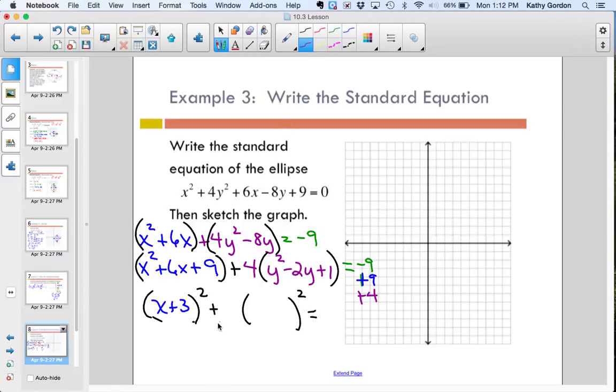Here, I keep the 4 out in front, and then y squared minus 2y plus 1 is going to be rewritten as what? Y minus 1 squared. And then over on this side, what's that going to end up being in total? A 4, because the positive 9 and negative 9 cancel out, and so we're just left with the 4.